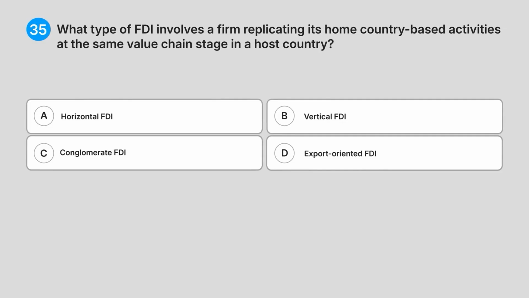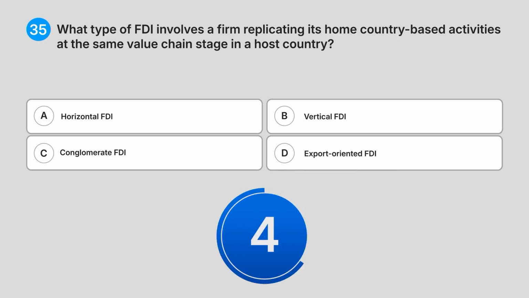35. What type of FDI involves a firm replicating its home country-based activities at the same value chain stage in a host country? A. Horizontal FDI. B. Vertical FDI. C. Conglomerate FDI. D. Export-oriented FDI. Can you guess the answer?